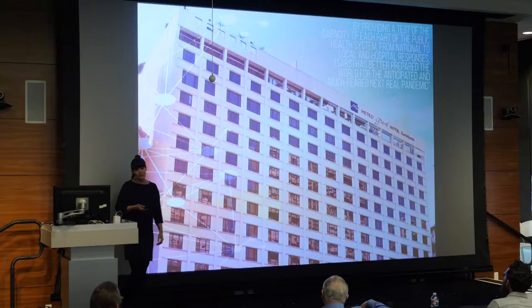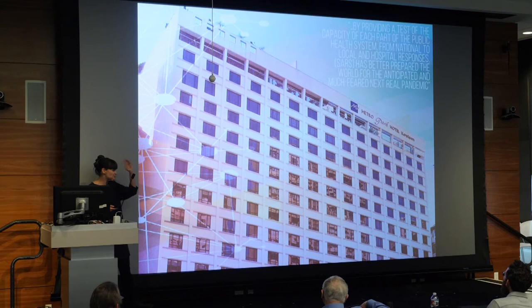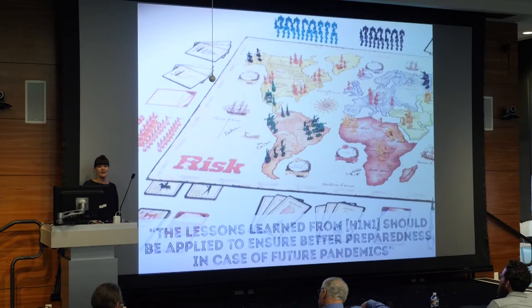And we didn't. We had SARS in 2003, and if you go into the SARS pandemic hubris literature, you see the same sorts of things. Oh, this experience has better prepared the world for the anticipated and much feared next real pandemic. And that was, of course, H1N1, and we weren't really well prepared, were we? And again, after the H1N1 outbreak, you had this same sort of, oh, the lessons learned should be applied to ensure better preparedness for future pandemics. And spoiler alert, that didn't happen.